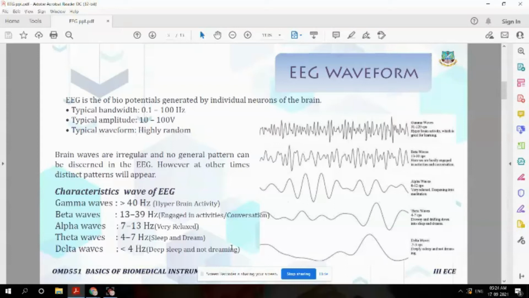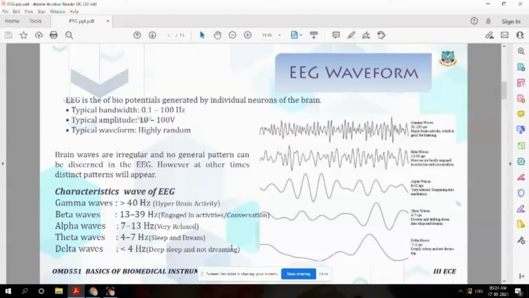Next we see the alpha wave. The frequency of the alpha wave is 7 to 13 Hz. It appears when the person is in a very relaxed position. Then we see where it is recorded. It is recorded from the occipital region of the brain. So the alpha wave is recorded from the occipital region of the brain, and the frequency is 7 to 13 Hz.